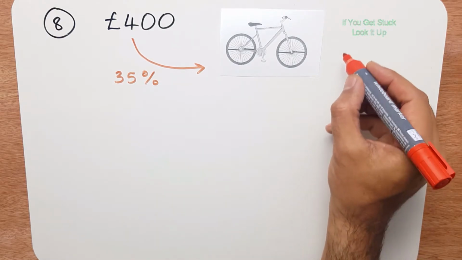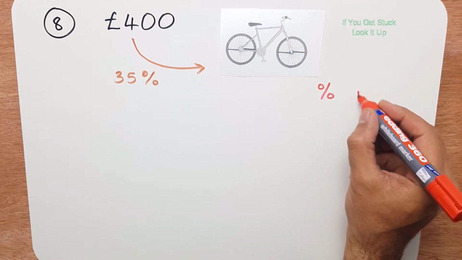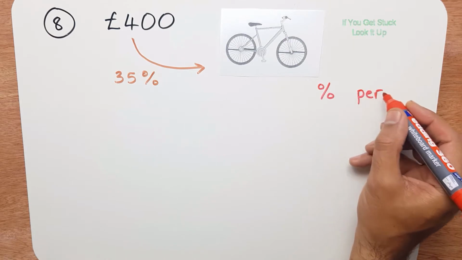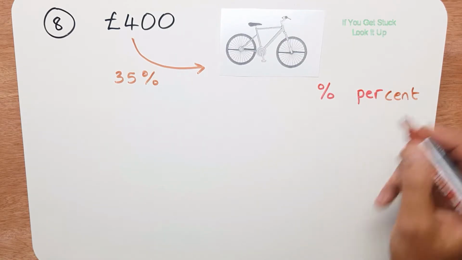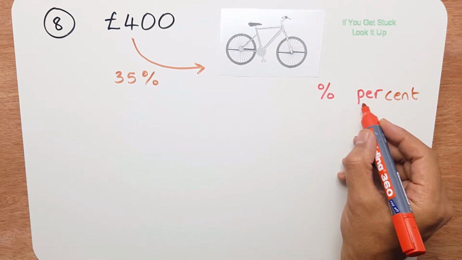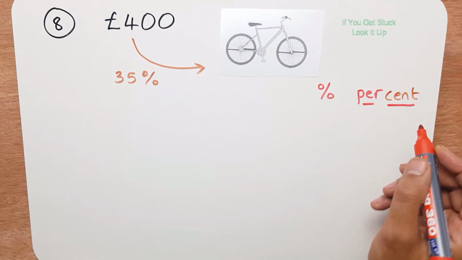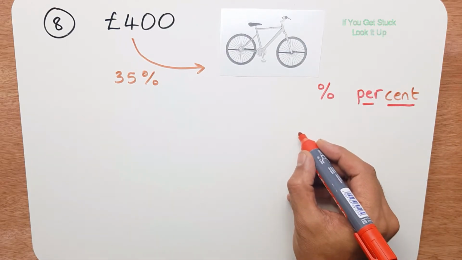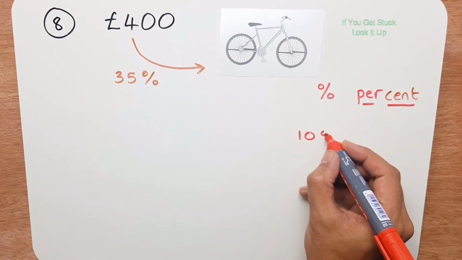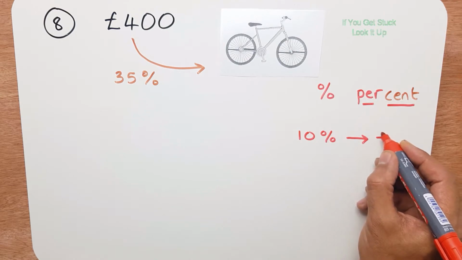So I want you to know that this symbol means per cent. And this just simply means out of, and cent means 100. Now with this question, you need to know a couple of things. To work out 10%, you take your number and you divide it by 10.